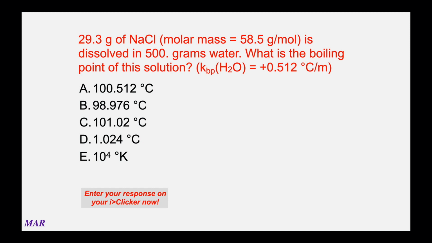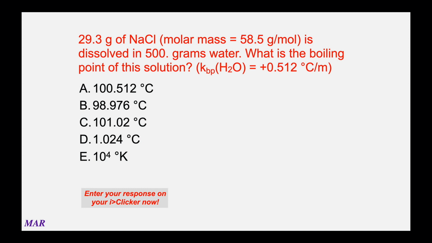I'm going to assume that you've tried the problem and you want to talk about the answer, so let's do it. In this problem, I would use the full version of the equation. Delta T, which is what we're after, equals K times M times I. Well, K is easy, 0.512.